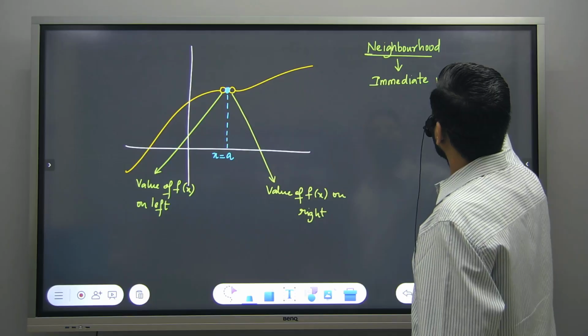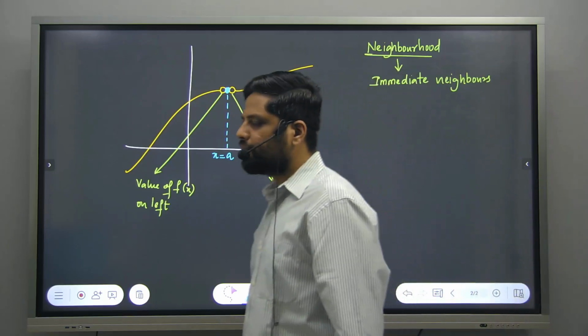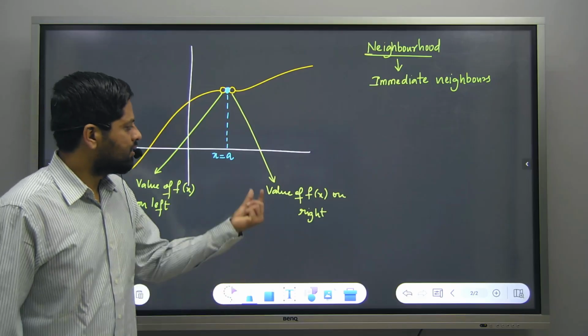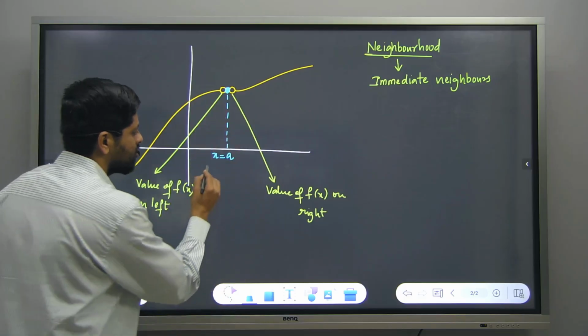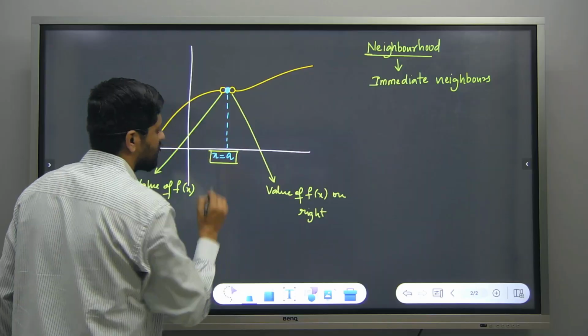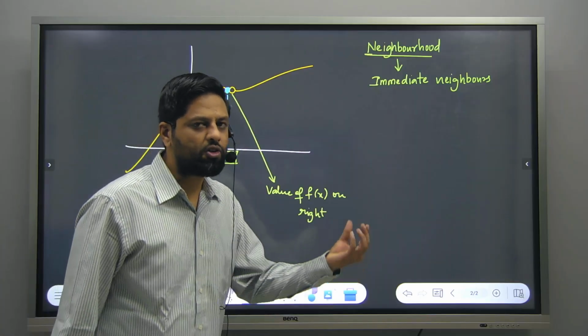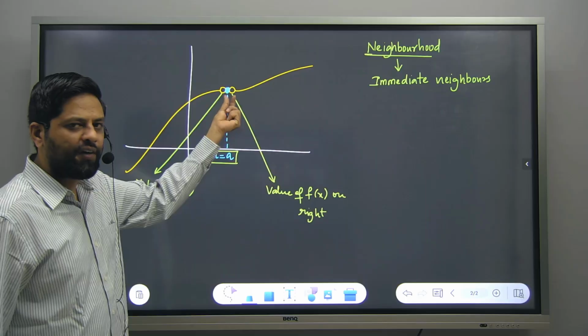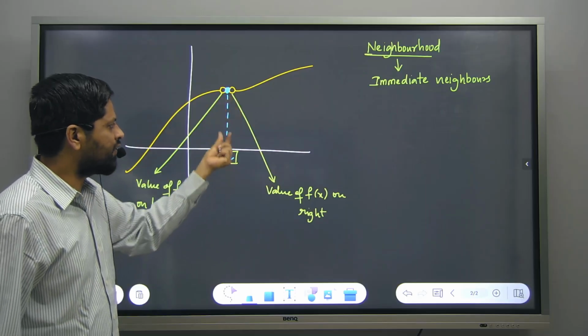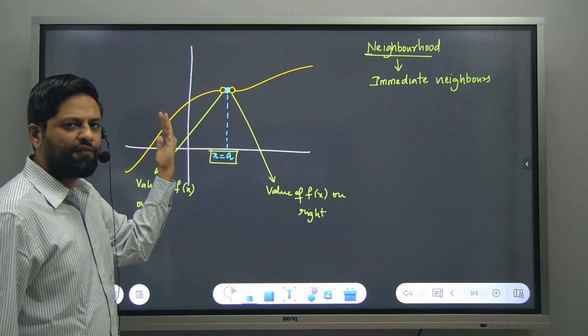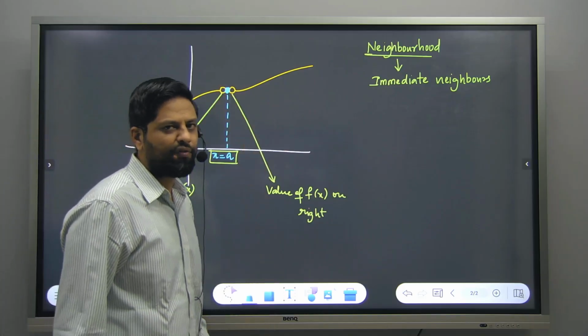So whenever we are checking continuity, we have to check the value. If I want to check the continuity at x is equal to a, then I have to check what is the value of f of x immediately on the left of x and immediately on the right of x.